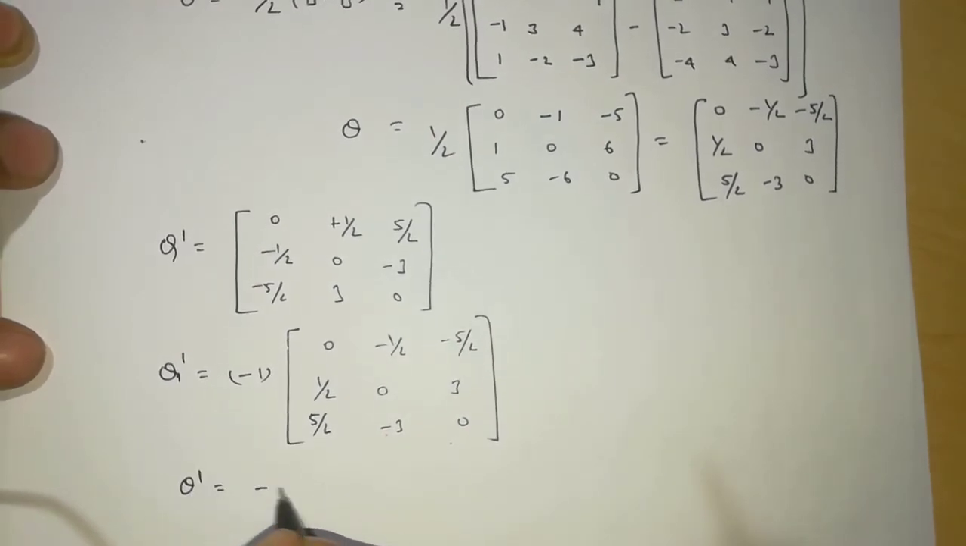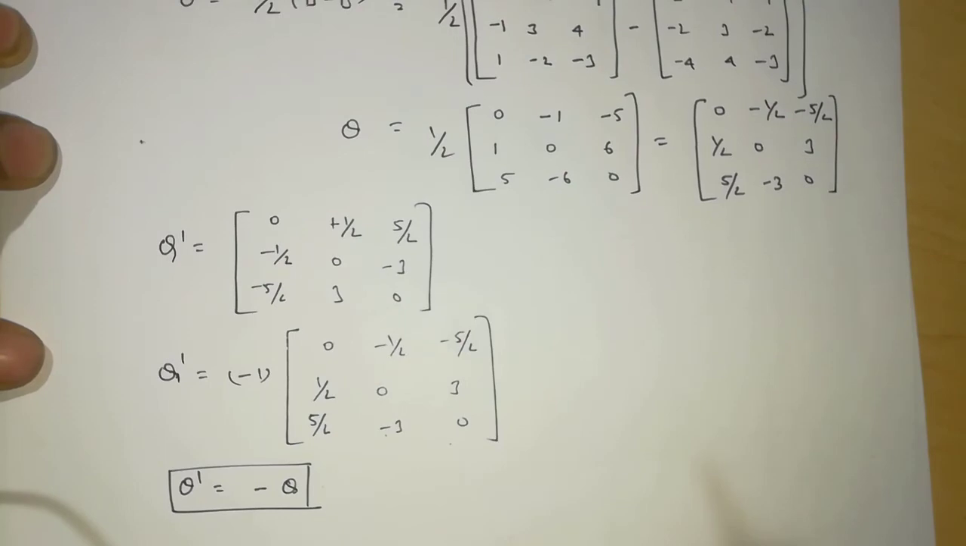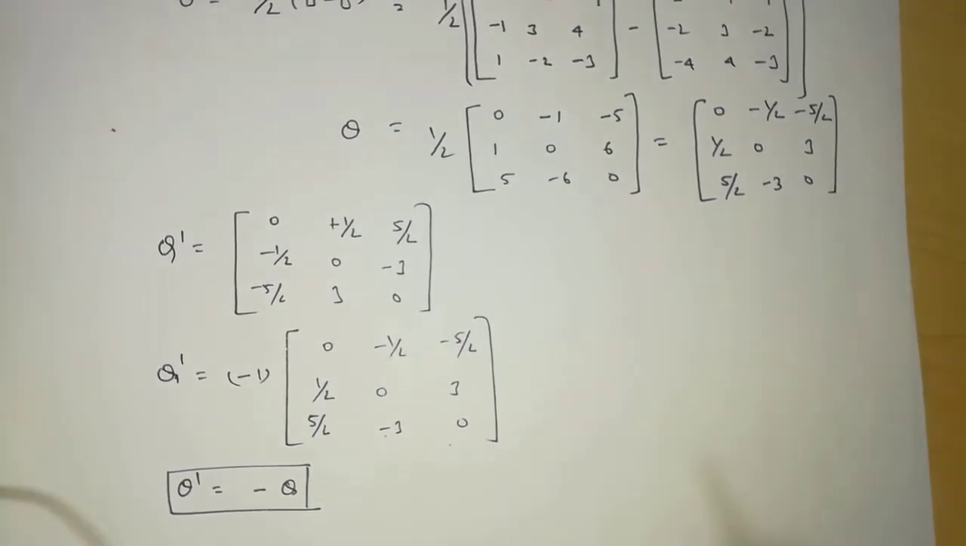So here we can see that the main diagonal of the matrix is 0, and this is the property of the skew symmetric matrix. Then multiply the scalar quantity 1 by 2 with the matrix: 0, -1/2, -5/2, 1/2, 0, 3, 5/2, -3 and 0. Now take the transpose of the matrix Q and find Q dash, which is 0, -1/2, -5/2, 1/2.